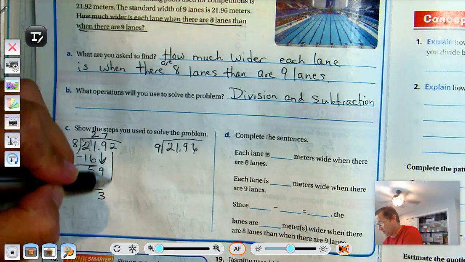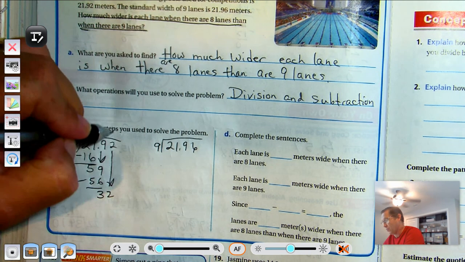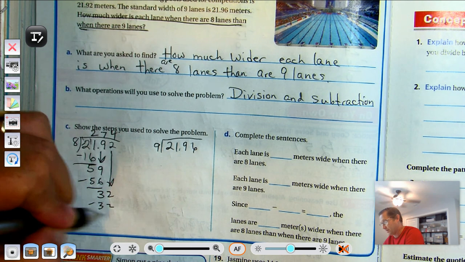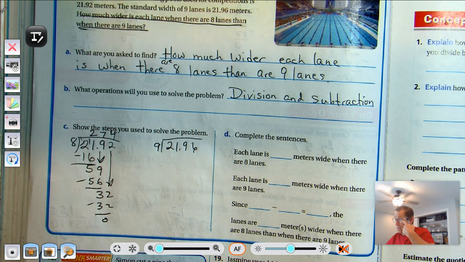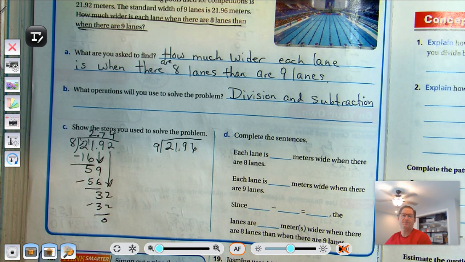Let's bring down the 2 hundredths. 32 hundredths divided by 8. Well, that's 4. 8 times 4 is 32. So we're going to get 0 there. All right, so we're looking at roughly 2 and 74 hundredths meters per lane.